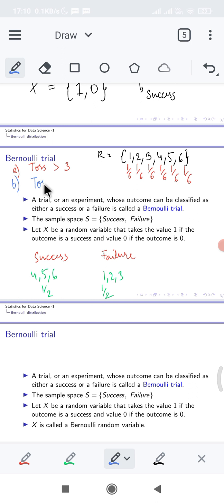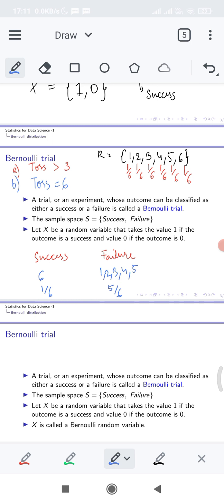If your toss had exactly 6, so here your success would be 6, and all other tosses which you will get will be regarded as failure. So here your failure has a chance of 5 by 6 and 1 by 6 for success. So it can vary accordingly.